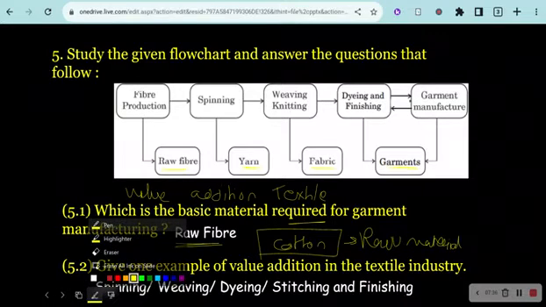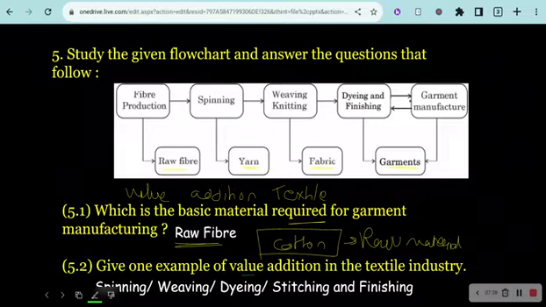Correct? Next, give an example of value addition in textile industry. What are the examples? Spinning, weaving, dyeing, stitching, finishing. All of these are very important in textile industry, and hence you can take all of this. Okay. So section A completed.